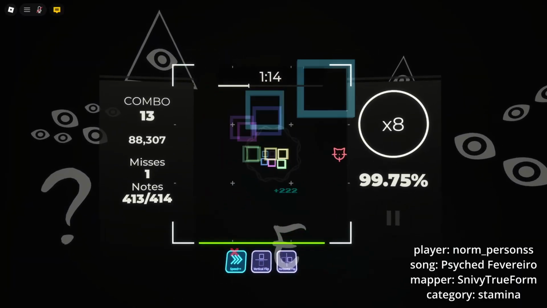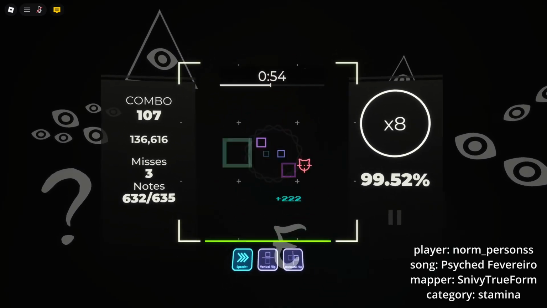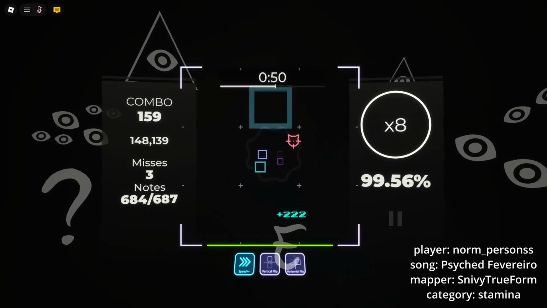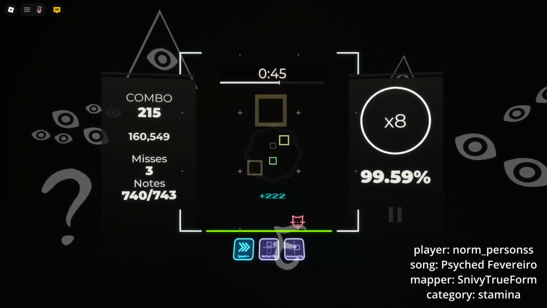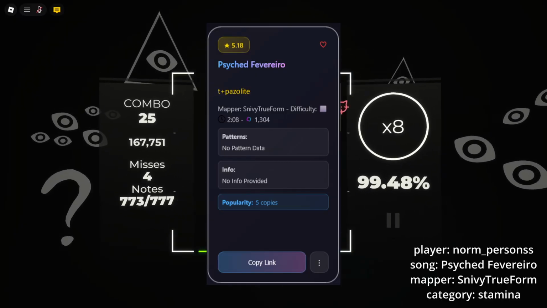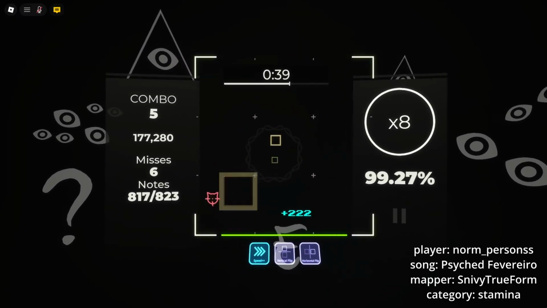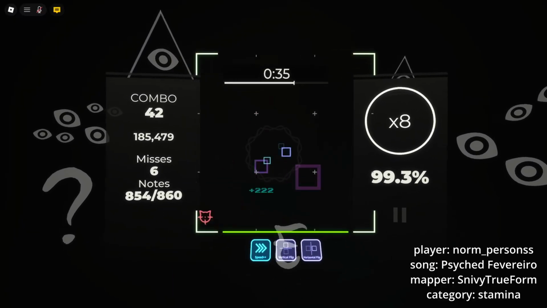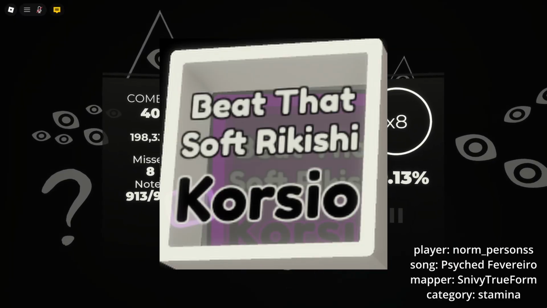Stamina are the maps that have long drops, and they are usually either jumps or some pattern that includes jumps. And jump slides are jumps with slides in the middle. I mean, what did you expect? An example for stamina can be 99% of Psycho Fevereiro custom maps. And as a jump slide example, I'll put Hydrosonic Extratone from Rithia. And as a normal jump example, I can give Beat That Soft Hikishi BRR.